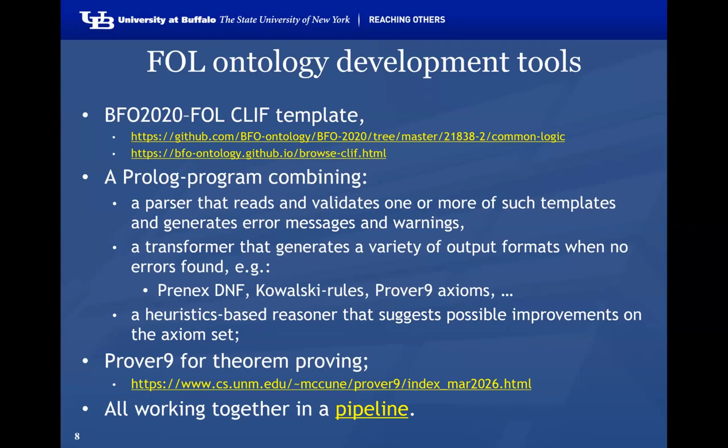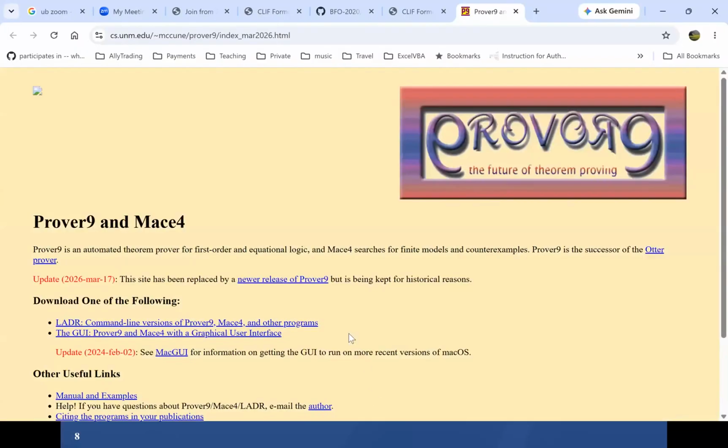That program takes CLIF templates filled out with axioms and then does a couple of things with it. For instance, checking whether the first-order logic is the way that it should be. It can transform it into different kinds of other formats, and it can also connect to a theorem prover. The theorem prover that we are going to use is Prover9. If you are interested in that, I provided a link.